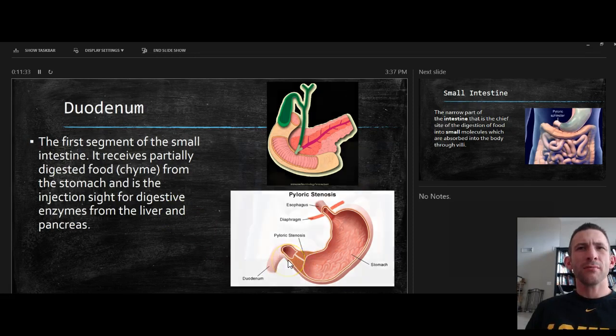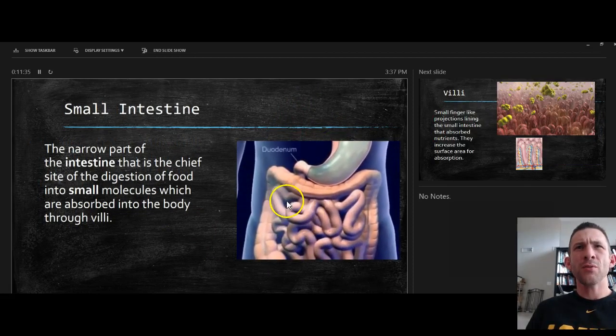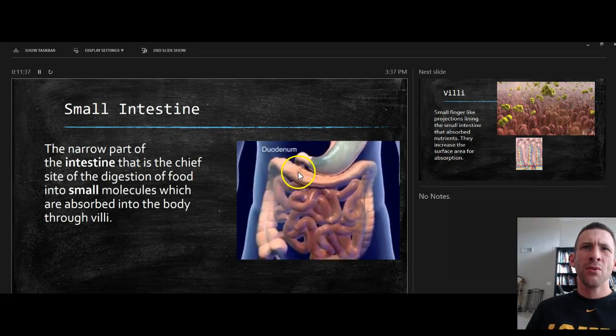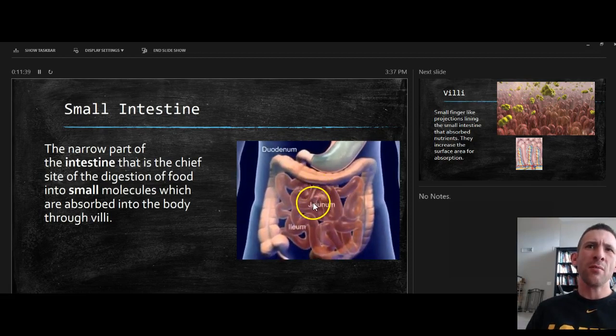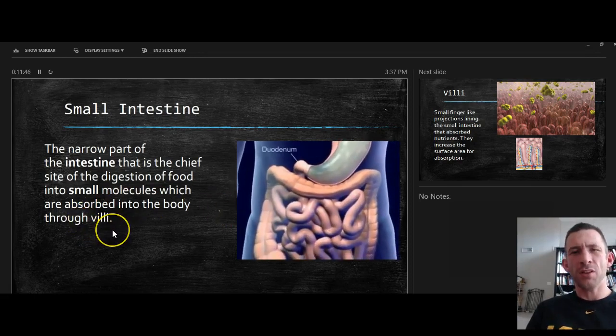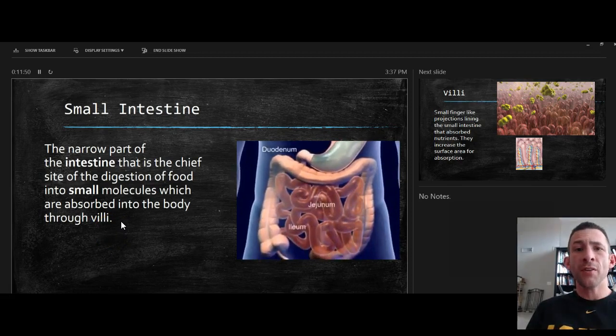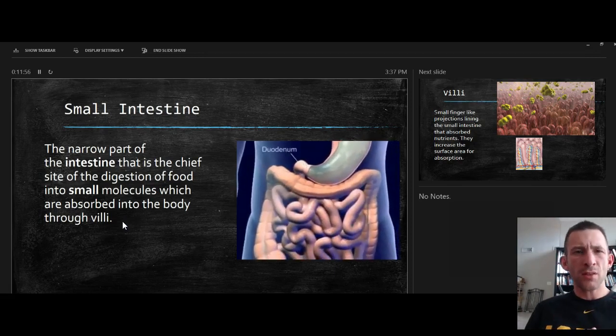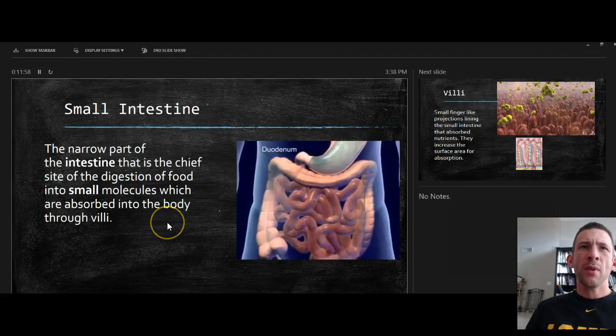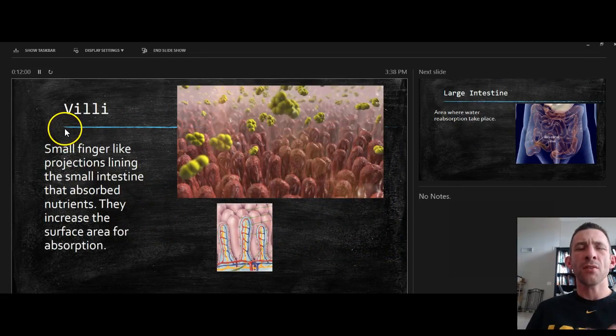Let's go ahead and continue on. So now your food's moving into your small intestine. It's going through the duodenum, and now you can see this animation, the food going through the small intestine. The small intestine is the chief site of digestion of food, in the sense that this is where things are broken down significantly to their smallest particle sizes, and this is where all that energy is pulled into the bloodstream. And that happens through these things called villi.